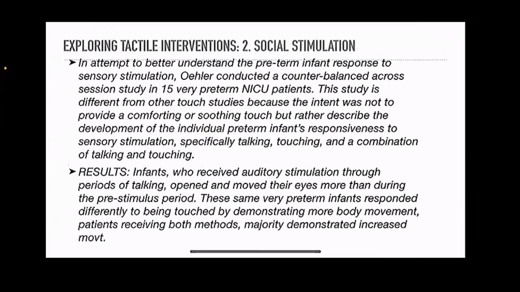Number 2, social stimulation. This is another type of tactile intervention explored. In an attempt to better understand the preterm infant response to sensory stimulation, Oeller conducted a counterbalanced across session study in 15 very preterm NICU patients. This study is actually different from the other touch studies, which I'm going to be mentioning. Why? Because the intent was not necessarily to provide a comforting or soothing touch, but rather to describe the development of the individual preterm infant's responsiveness to sensory stimulation, specifically talking, touching, and a combination of talking and touching.